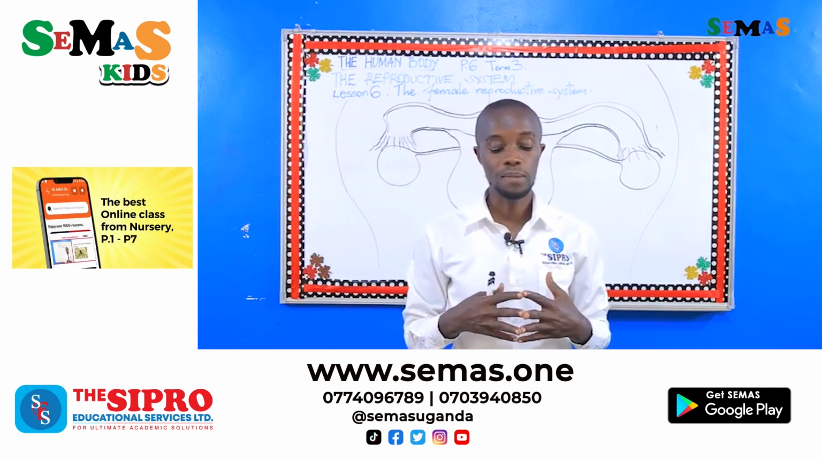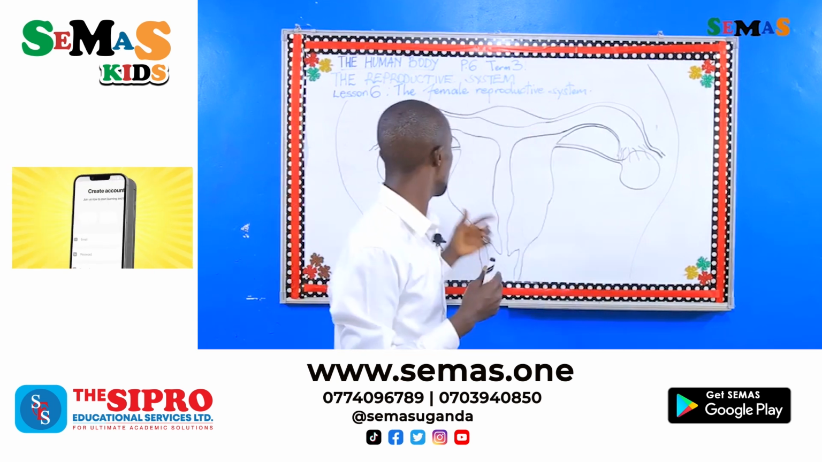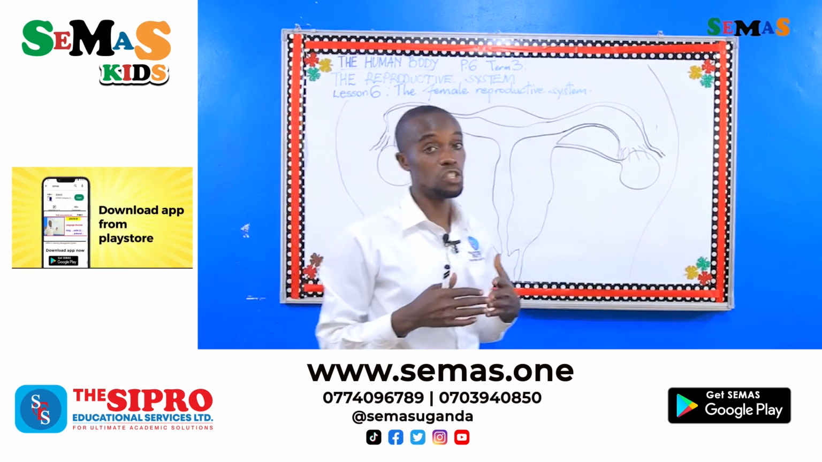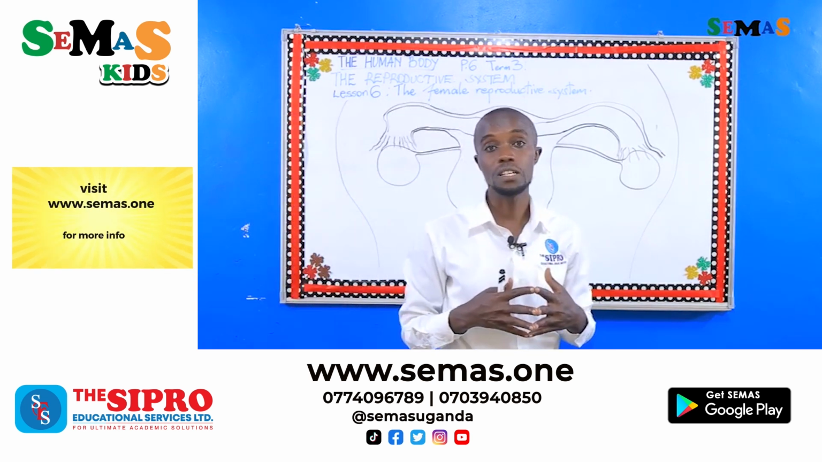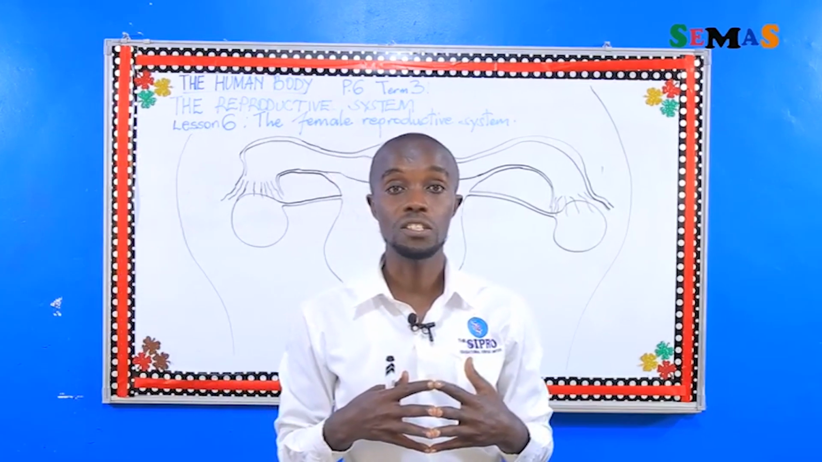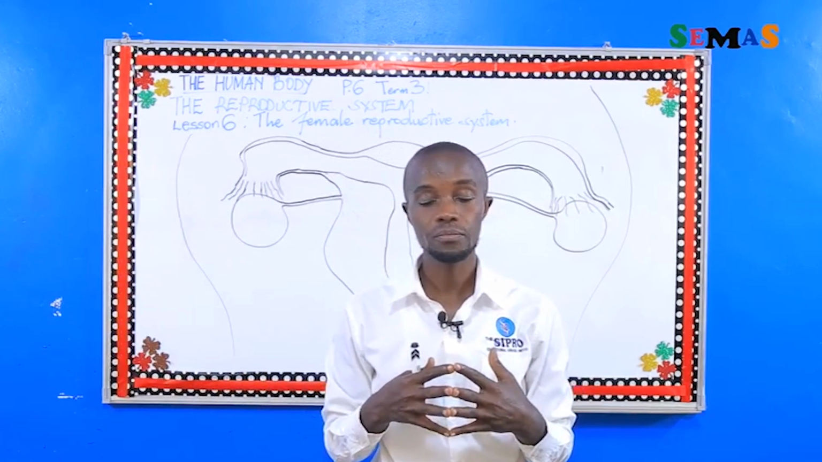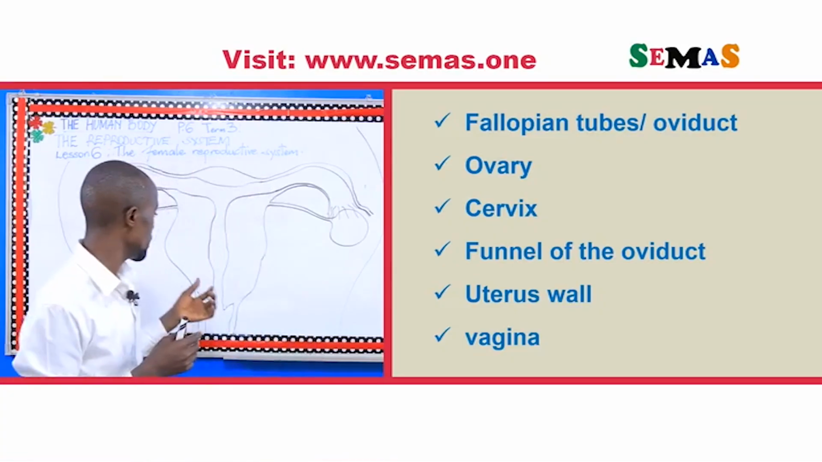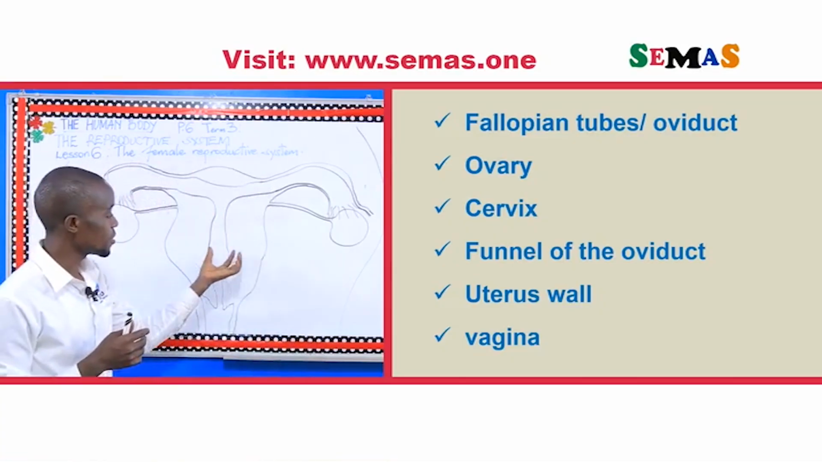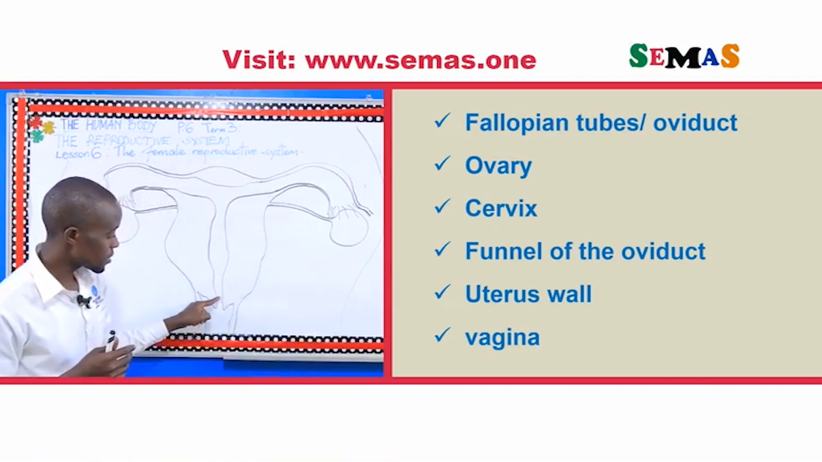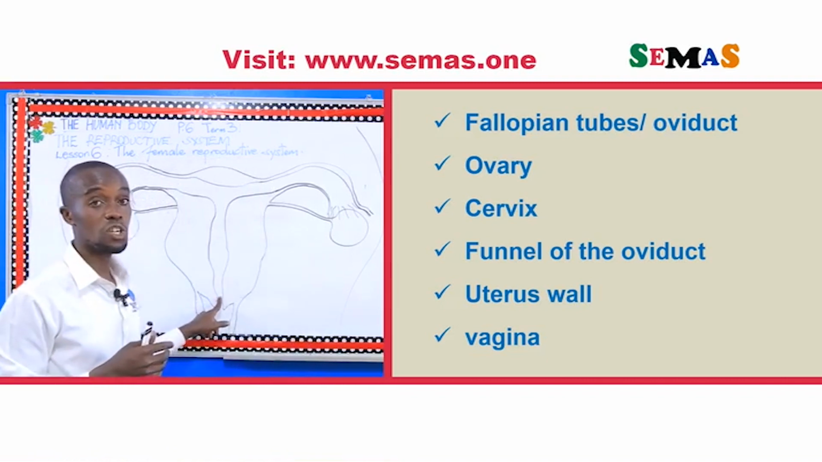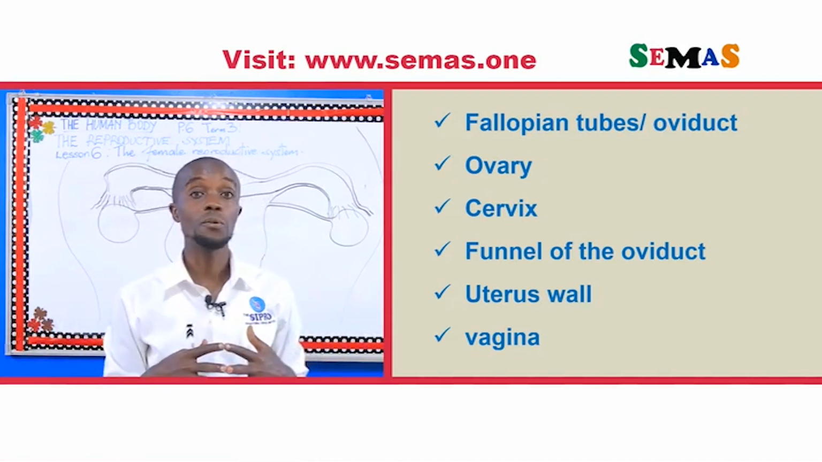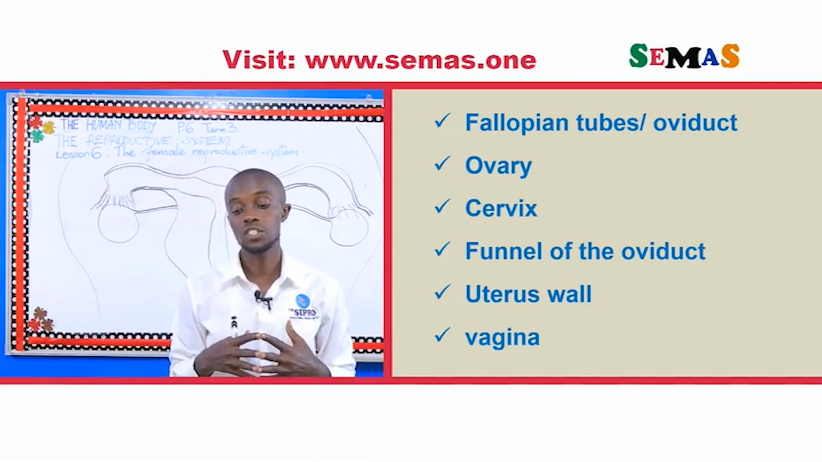Then we have another part, my dear learner, and that is the ovary. This ovary is located here and it is one of the very most important parts on the female reproductive system. Then we have another part called the cervix. The cervix is located below the uterus. This is the uterus and this is the cervix. So the cervix is that lower part. It's like a ring on the lower part of the female reproductive system. We shall look at its use.